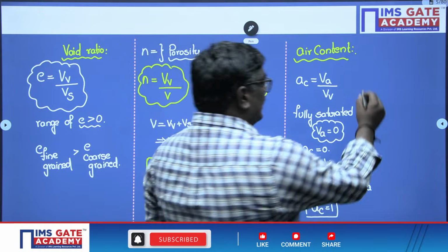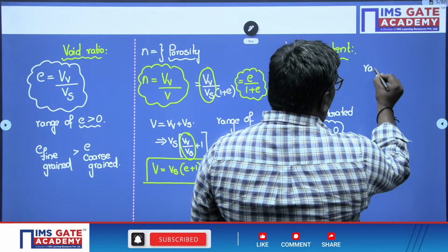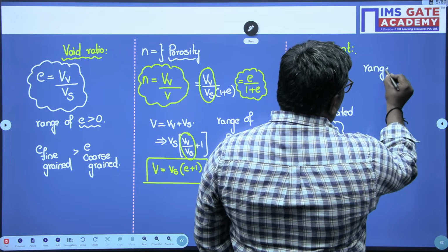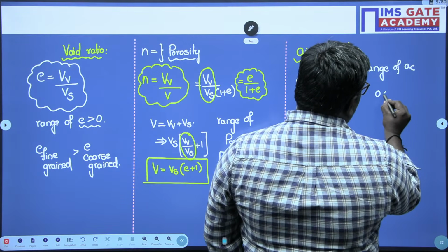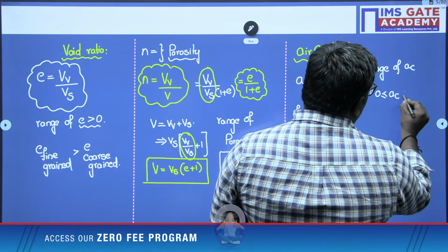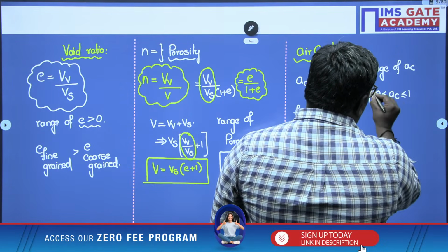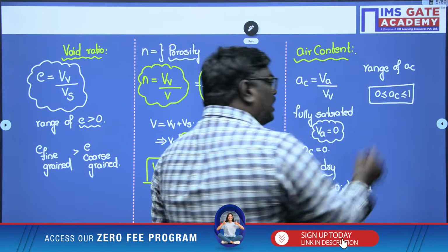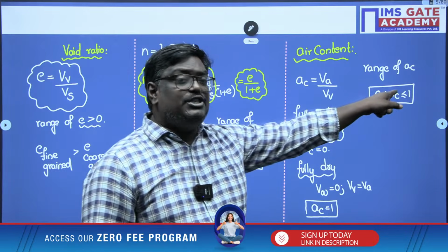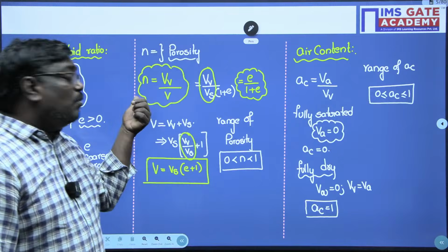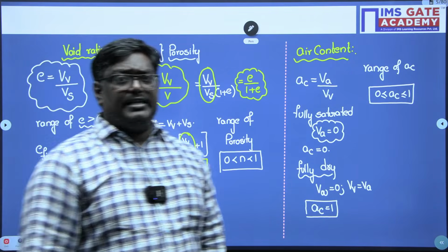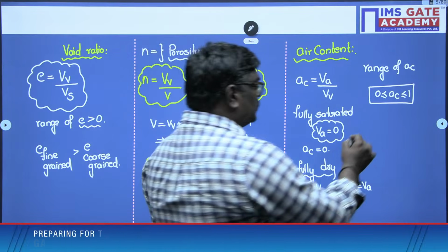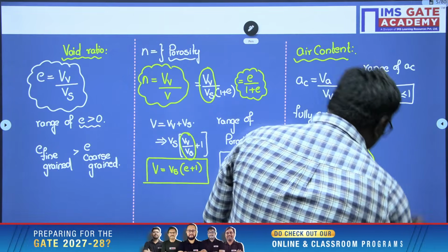So what is the range of air content, they can ask me. The range of air content is 0 ≤ air content ≤ 1. Have you observed in porosity, it is not equal, but here it can be 0 or it can be 1, because void ratio cannot be equal to 0. I hope you are following, my dear student friends. If you have any questions, please feel free to ask me.